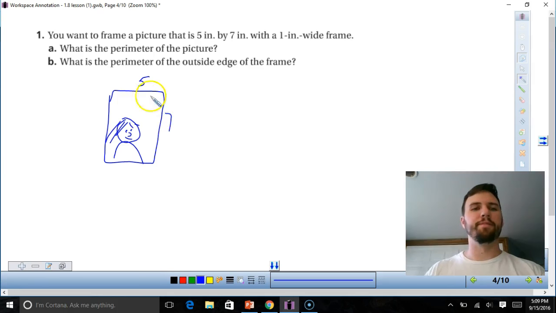So what's the perimeter? Well, if it's 5 by 7, I have 2 5s.